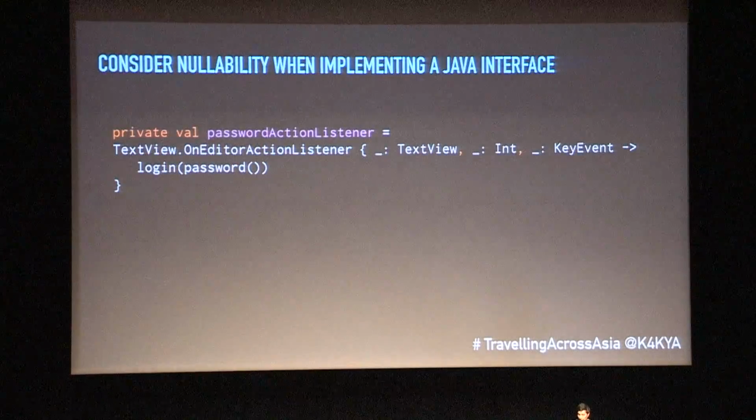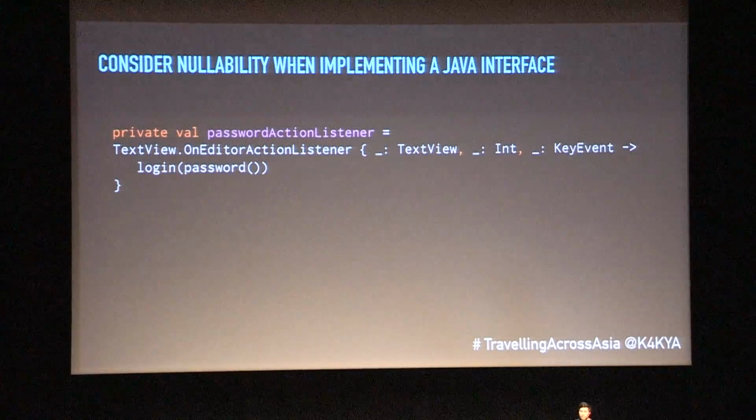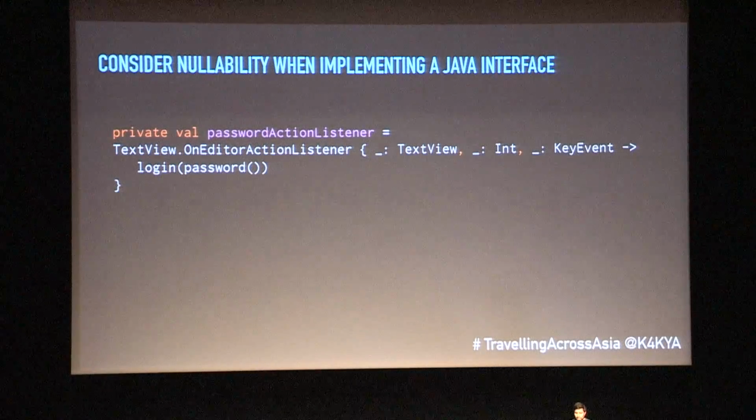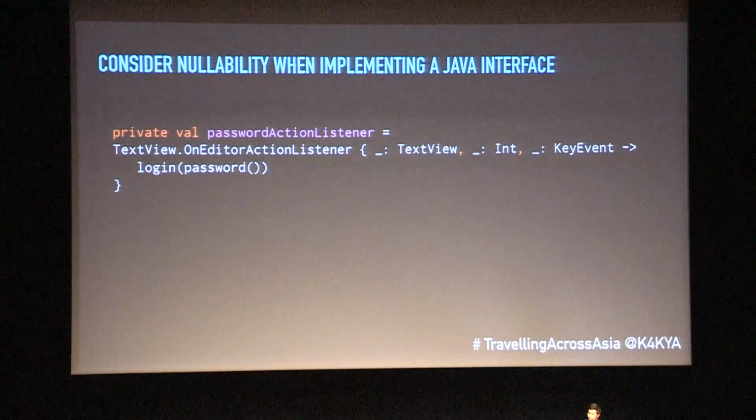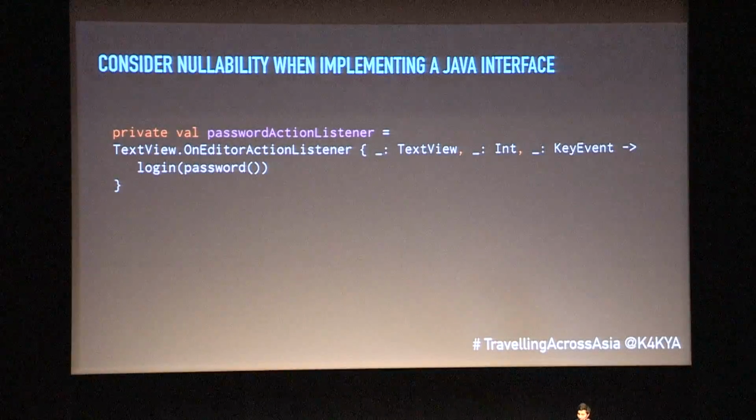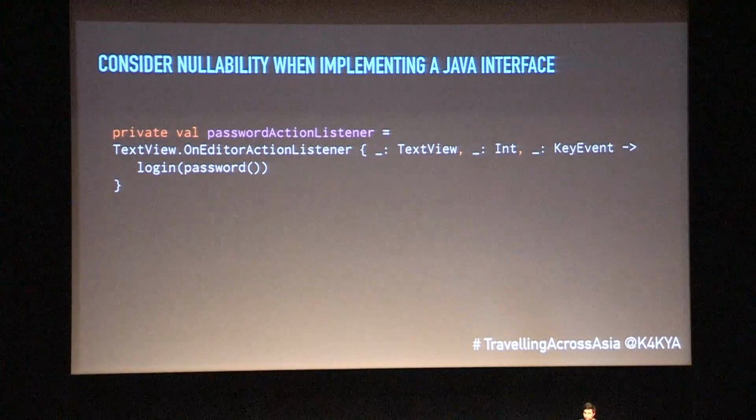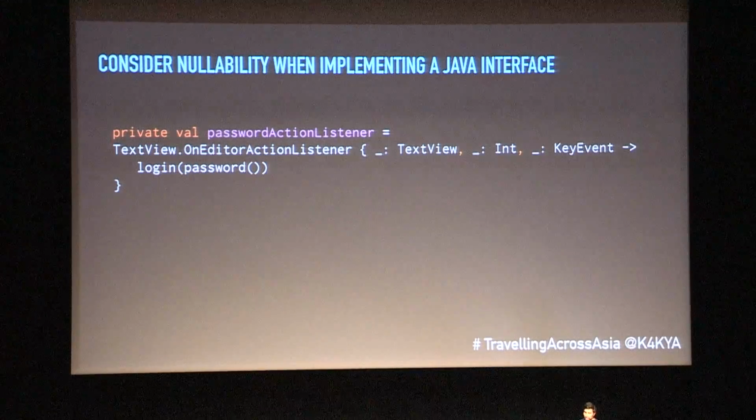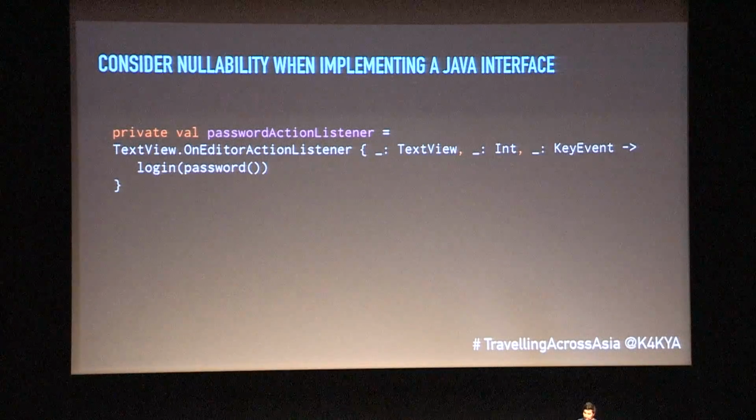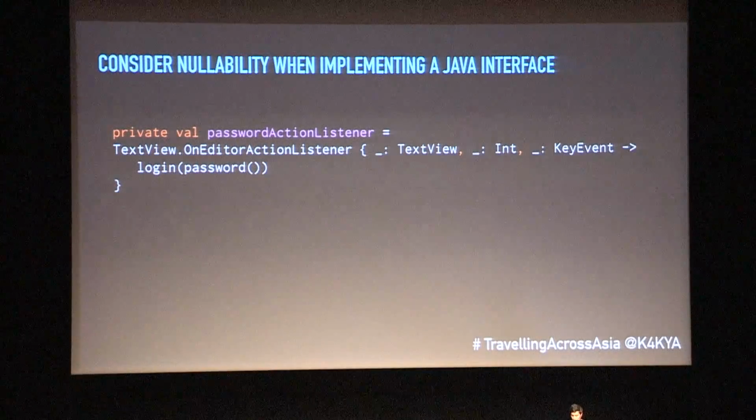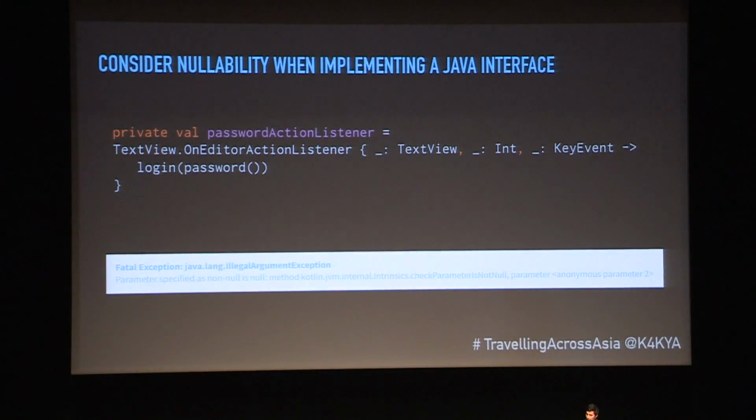Here's one that caught us out a few months, maybe last year, I think. This is a real bit of our code. It caused a crash. We have this on an interaction listener. It takes these 3 arguments, which we're ignoring using the underscore. And we got a crash report come through. It says, argument specified as non-null is null.